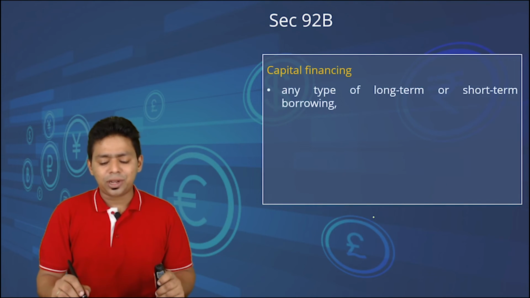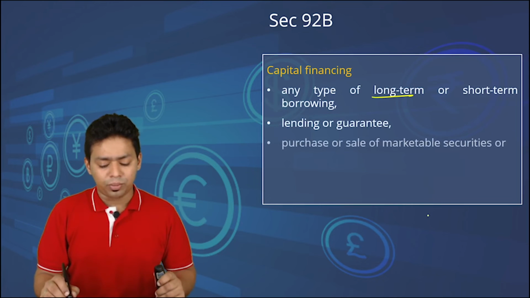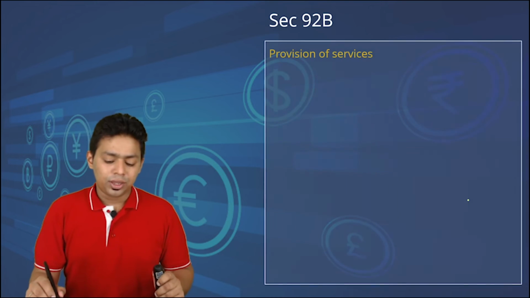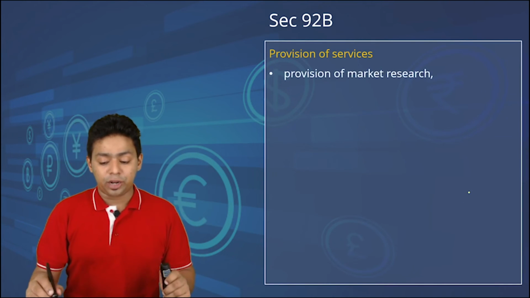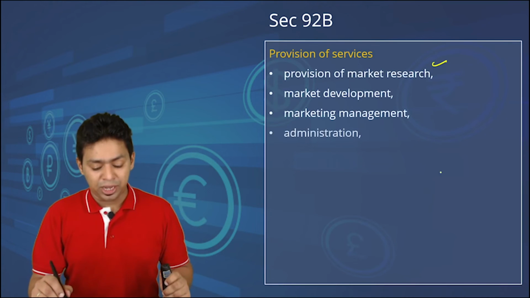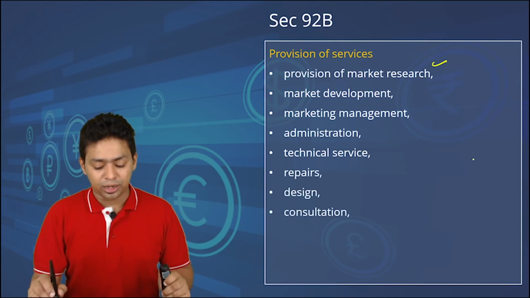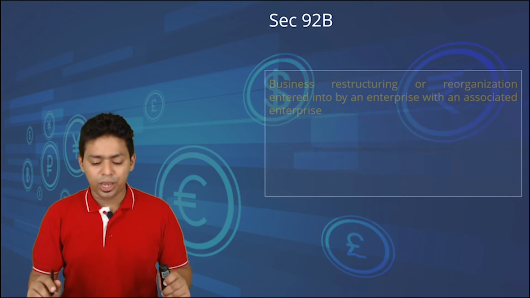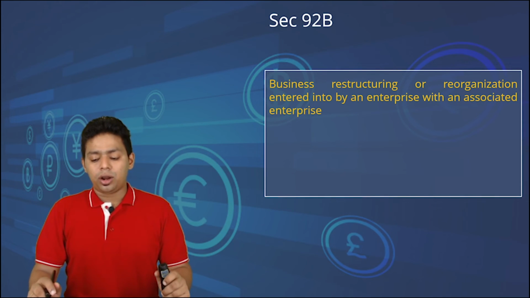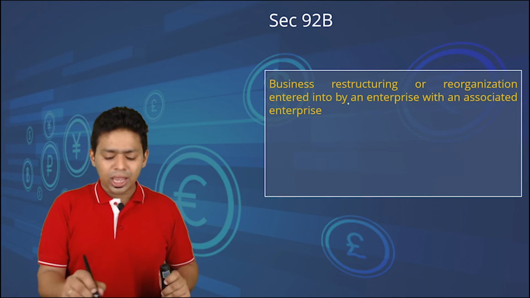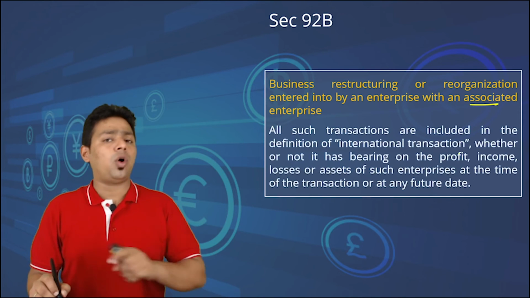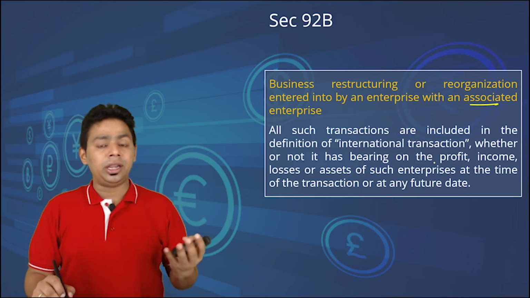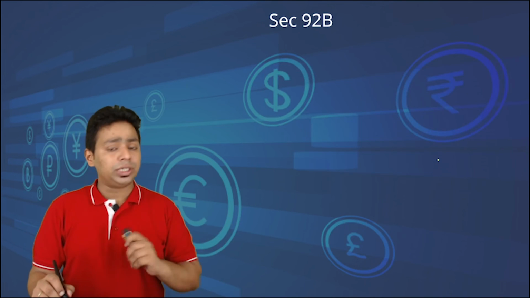Capital financing, any type of financing, long-term, short-term, lending, guarantee, purchase or sale of marketable securities, any type of advance payment, deferred payments, provision of service. All types of services are covered here: provision of market research, market development, marketing management, administration, technical service, repair, design, consultation, agency, scientific research, legal, so many things again. Business restructuring or reorganization entered into by an enterprise with an associate enterprise, all the business restructuring arrangements, amalgamation, transfer of an entity or unit, slump sale, everything, merger, demerger.